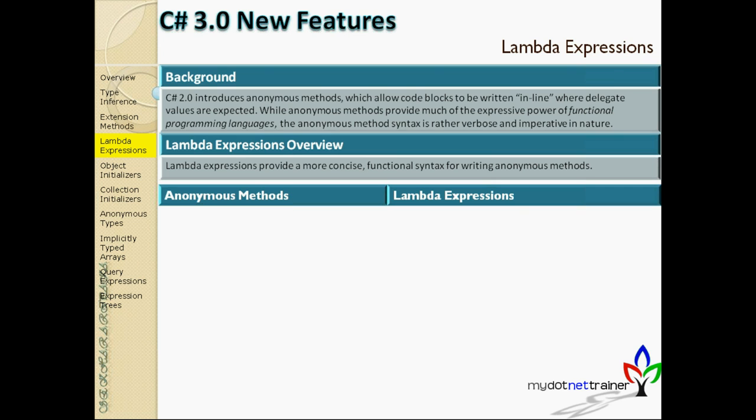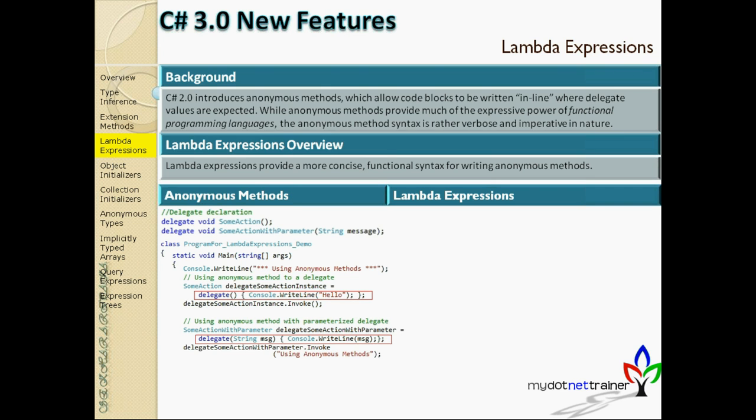Okay, so here is the side-by-side comparison of an anonymous method versus Lambda. Again, pay close attention to the keywords like the anonymous method and Lambda expression. So this is an expression, whereas this is a method. There's a big difference between those two. We'll see the difference going forward.